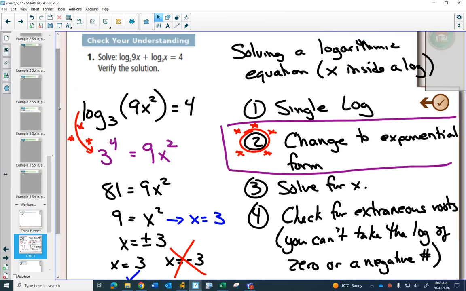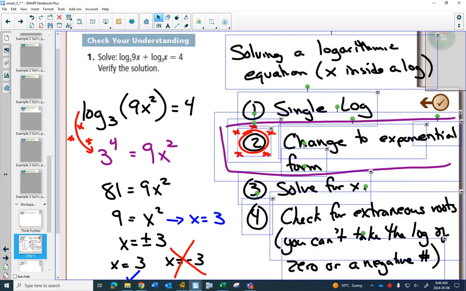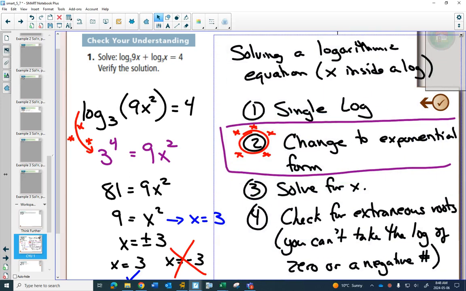I'm going to take these steps, copy them, so we have them for example 2.